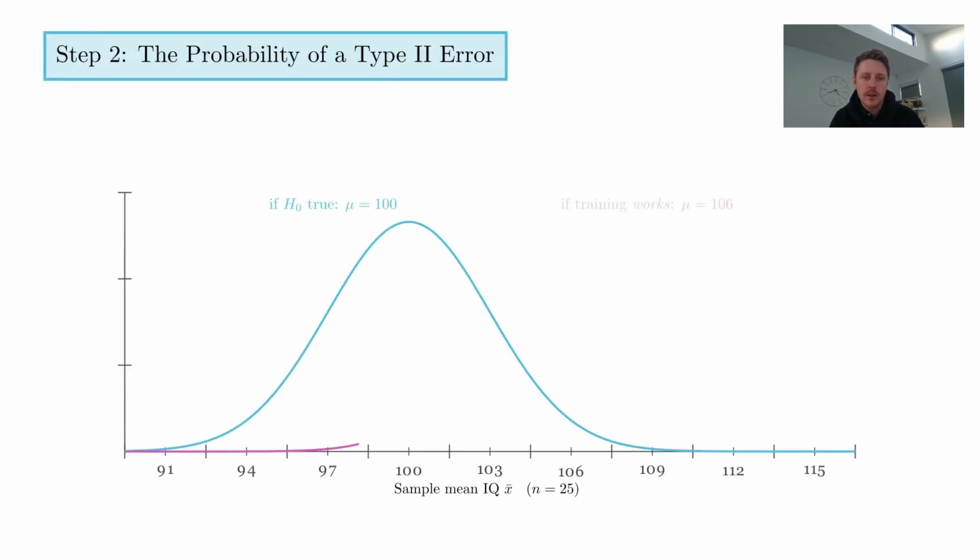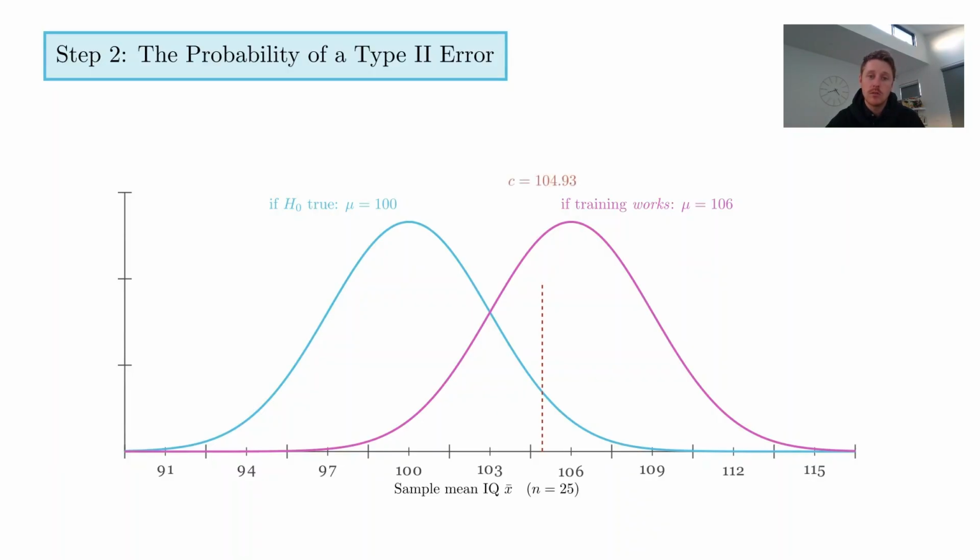So we've spoken about type 1 error. Let's presume for a second that the training works. There's a big assumption here, but let's presume that if the training works, the mean is 106. So we can see in blue our normal distribution with a mean of 100, and in pink it's now been moved up to 106. Our critical value, which we just calculated, was 104.93. Remember, beta is the idea that the training works, but we get a value less than C for our sample mean. We fail to reject the null hypothesis.